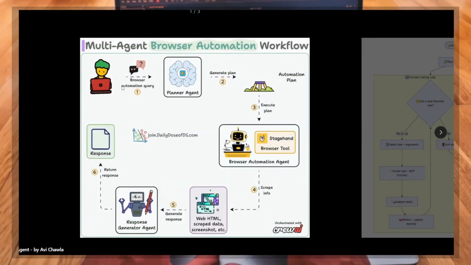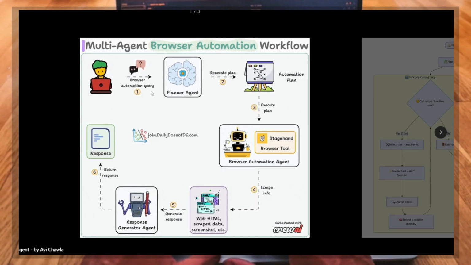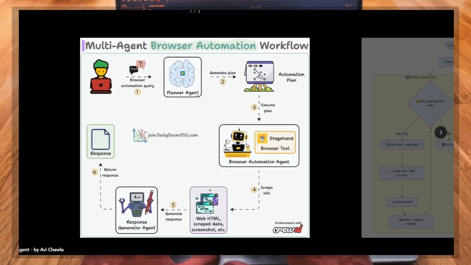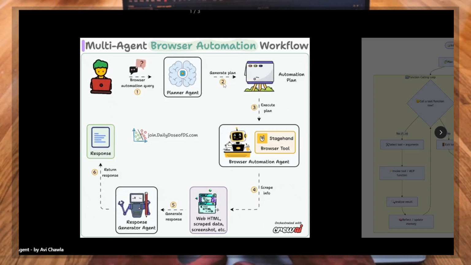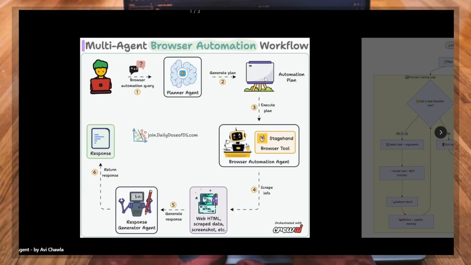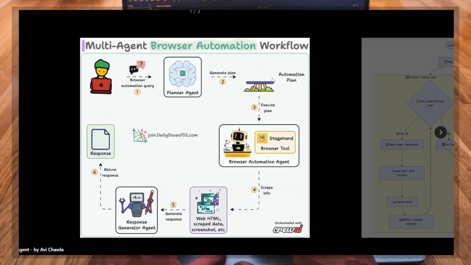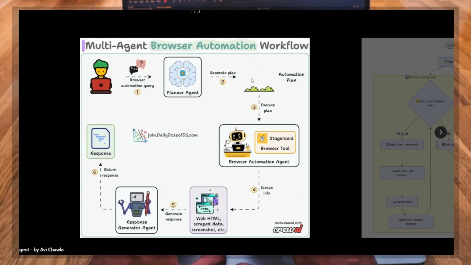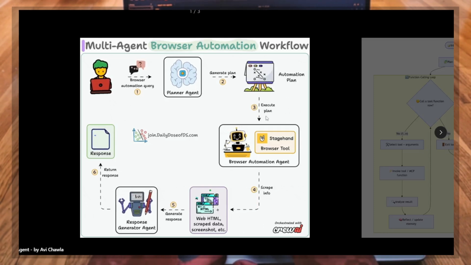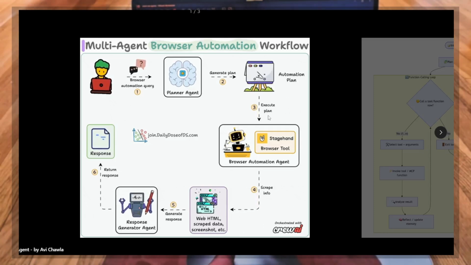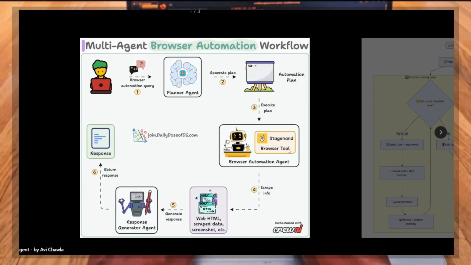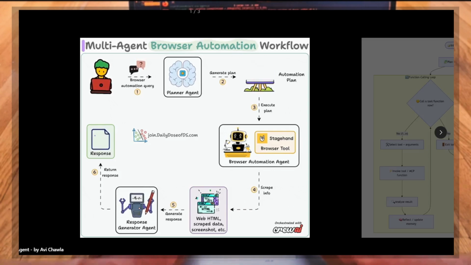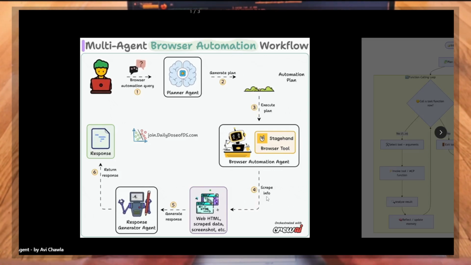How does it work? Let's see the different diagrams. Browser, automation, query, generate a plan, execute the plan, scrape the info, generate the response, and return the response. This one is from CrewAI. So you can see there is a planner agent. In the next example, that's what I'm going to use. I'm going to use a planner agent. I'm going to run the Playwright.